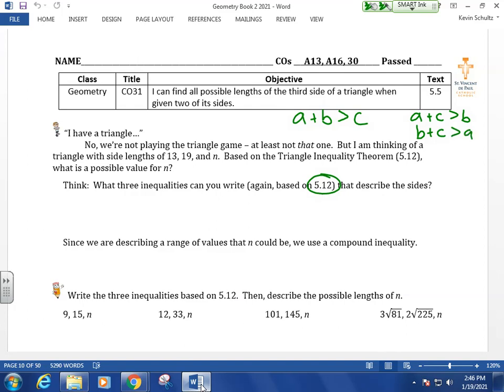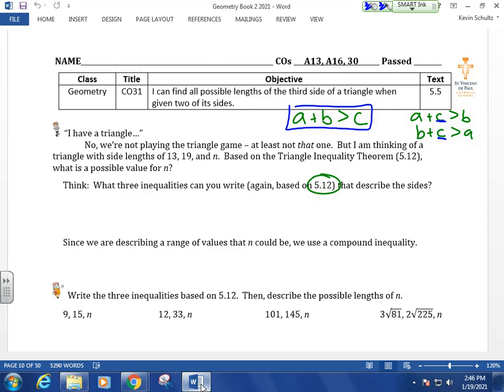But if you identify C as your longest side, then you really only need to add A and B together, the two shorter sides, because if C is your longest side, then if you're adding something to it, of course it's going to be greater than one of the shorter sides. So really this is the inequality that we focus on: A plus B greater than C.